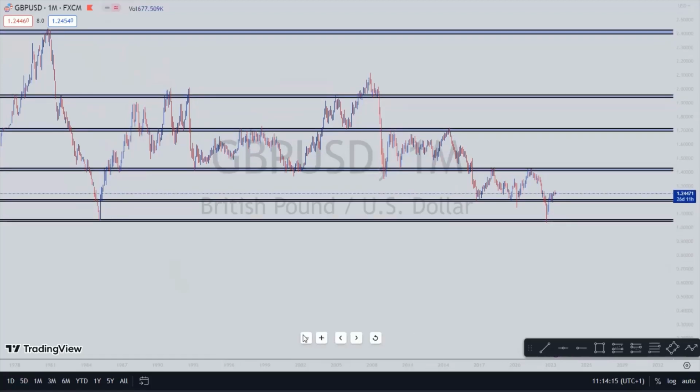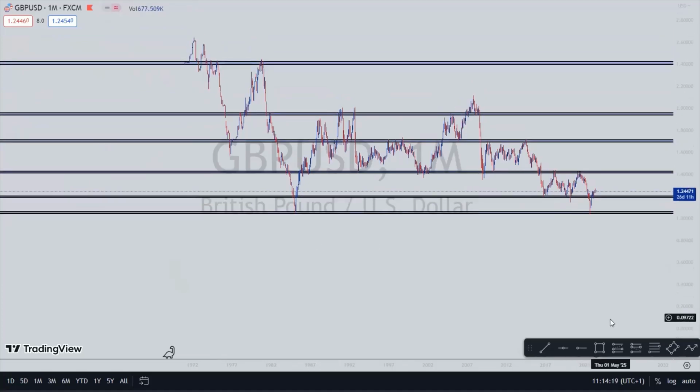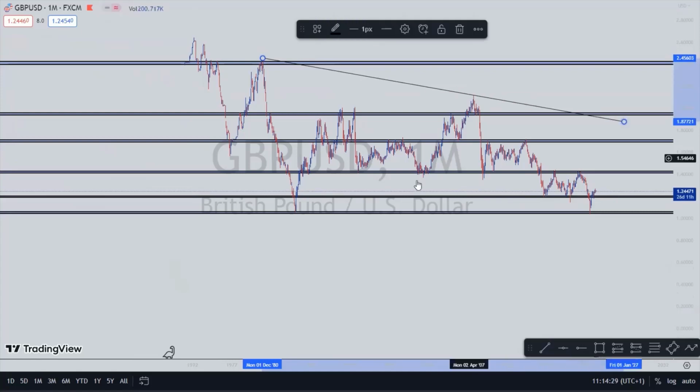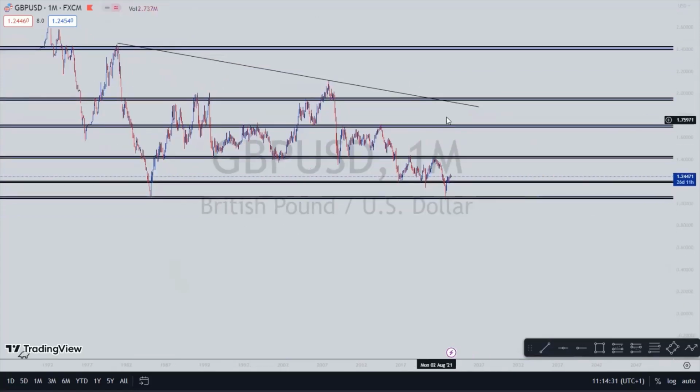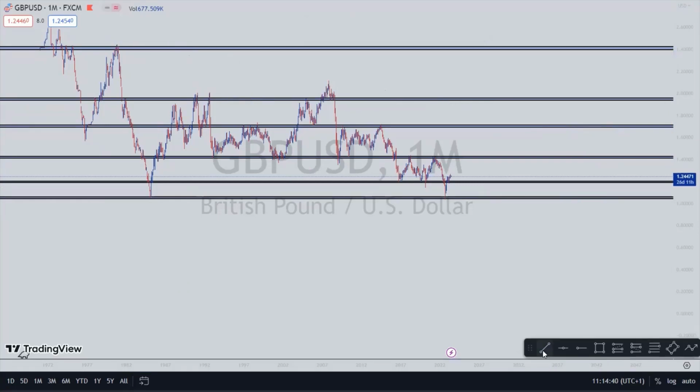So I think we have this one. If you want to dig far back, we have this trend line saying the market is going down, and we have this recent one still pointing to the downside.